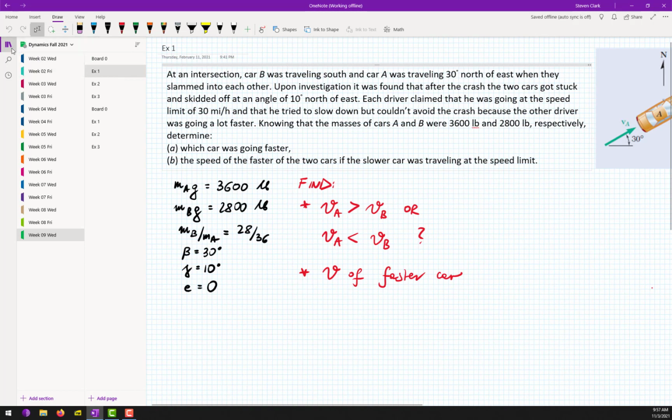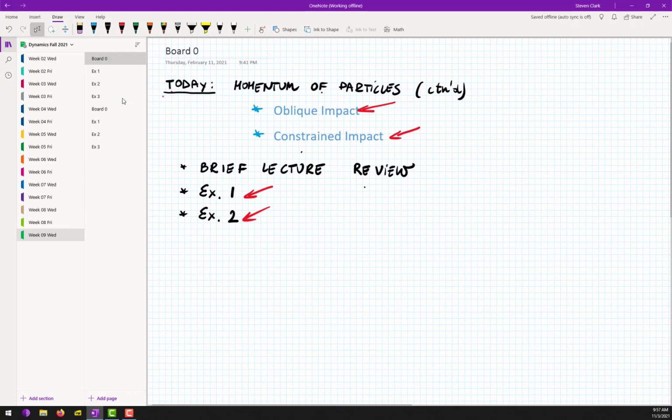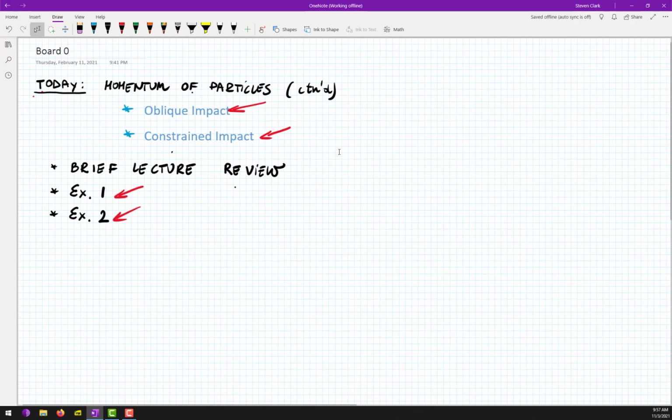Aha, I need an empty board for that, yes? So I think I will just do it here. Oh, I don't need an empty board. I will just do it here.